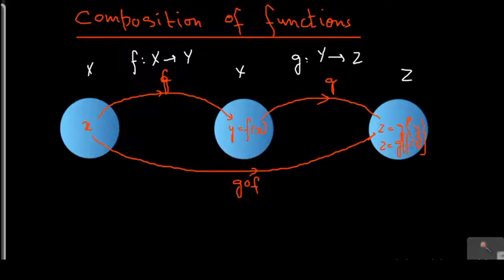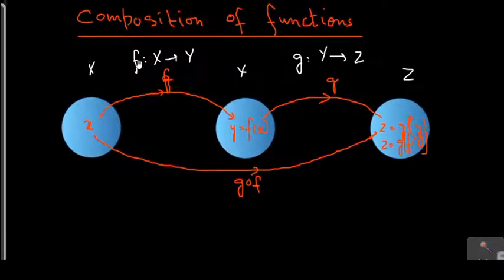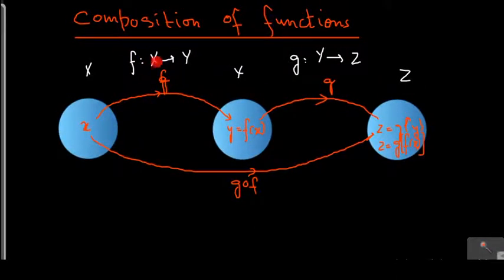So by composition of function you mean actually if f is a function from x to y, as you can see, and g is a function from y to z, then g of f is basically a function g of f of x. तो इसे आप बोलेंगे composition of function, और diagrammatically आप उसको ऐसे represent कर सकते हैं.